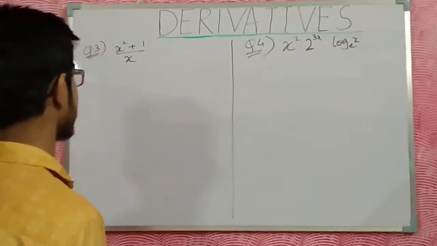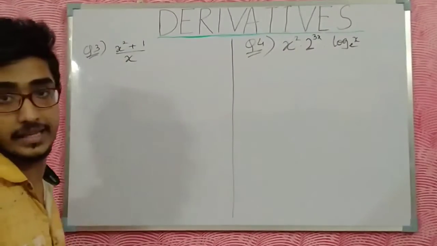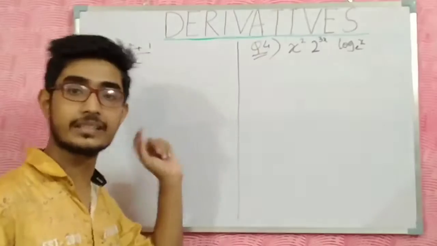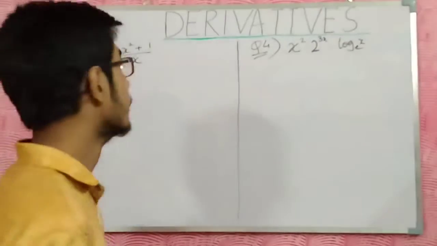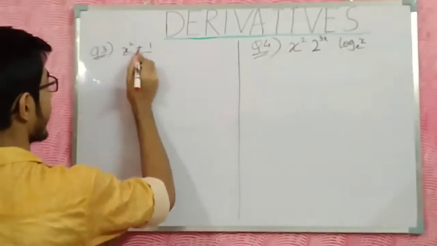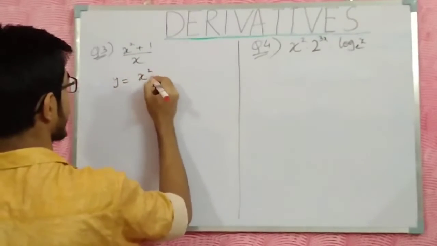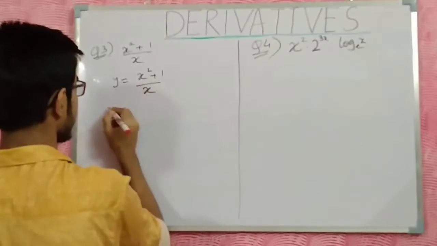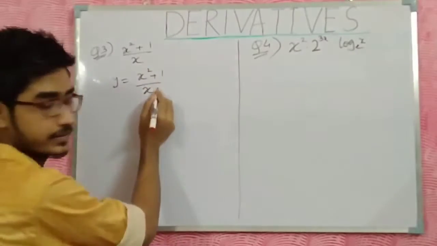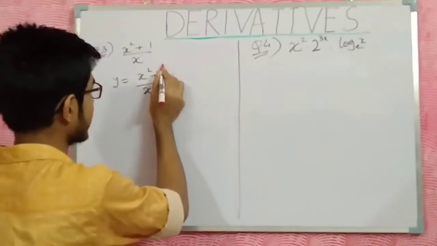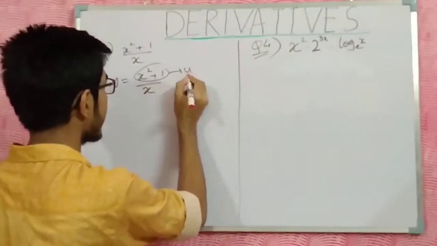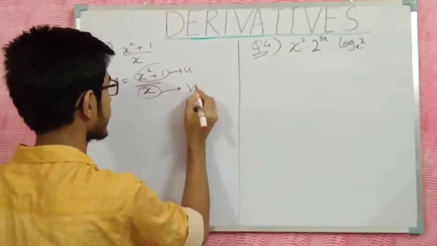So this is the third sum. The third sum tells that x square plus 1 by x. In this question I can apply the quotient rule which I have taught. So let me first take y is equal to x square plus 1 by x. So this is the numerator and this is the denominator. This will be u and this will be v.